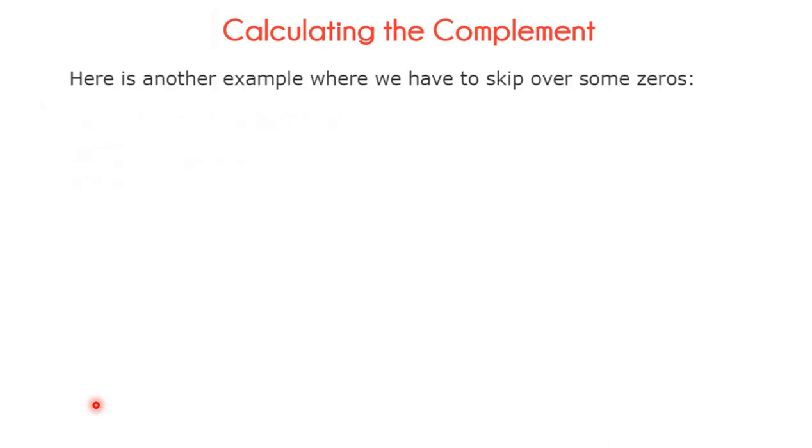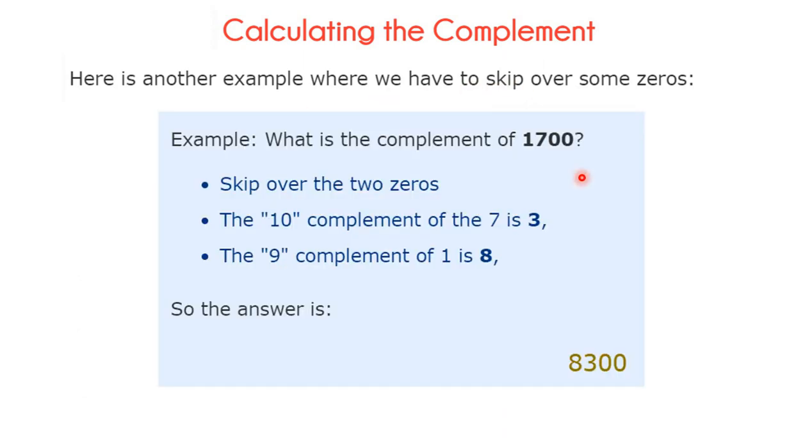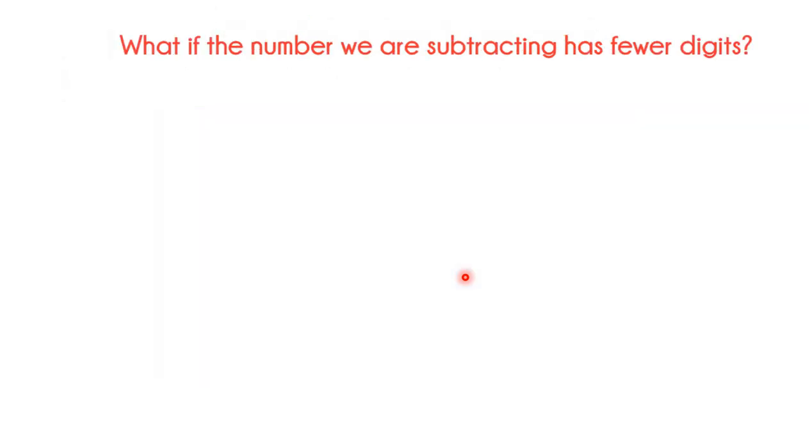Well, calculating the complement, here is another example where we have to skip over some zeros. Say 1700. So skip over the 2 zeros on the right, and then the complement of 7 is of course 3, and of 1 is 8 because it makes it 9. So 8300 is the complement of 1700. That's all.